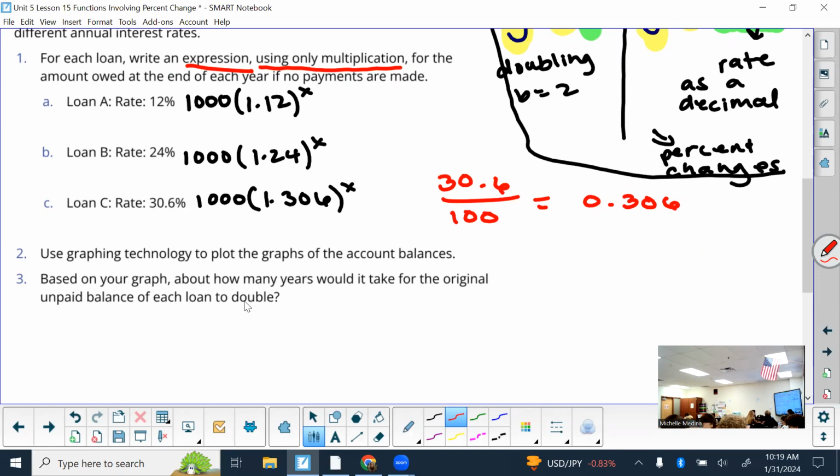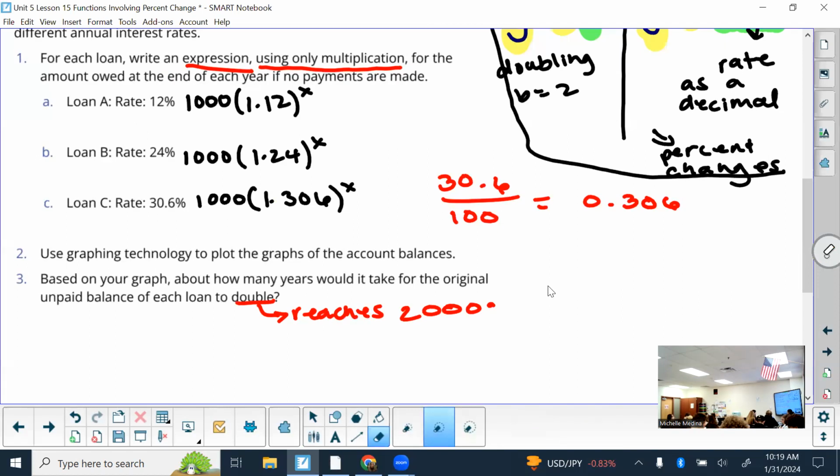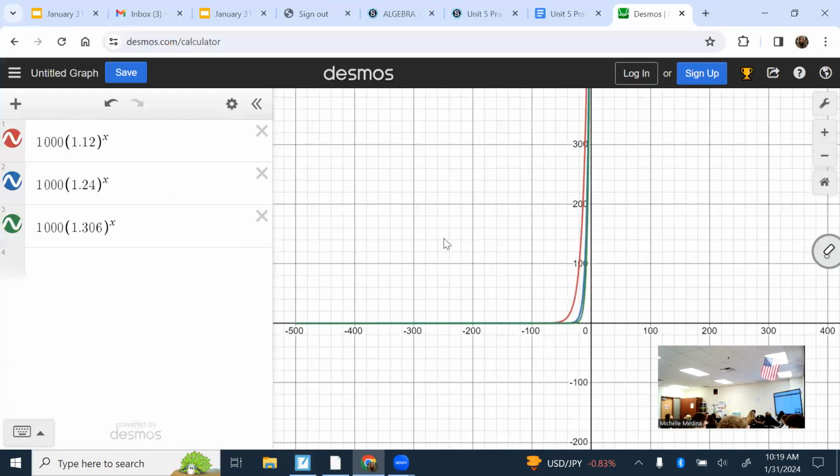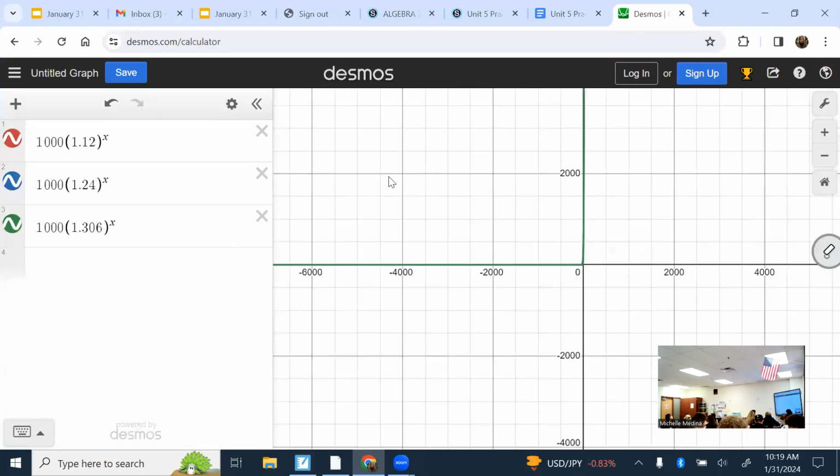So what would double of 1,000 be? 2,000. They want to know when each loan doubles, so when it reaches 2,000. And since you have it graphed, you can see exactly when it reaches it. But the way my graph looks right now, I'm not seeing much. So here's how you adjust the window. Press this little wrench.